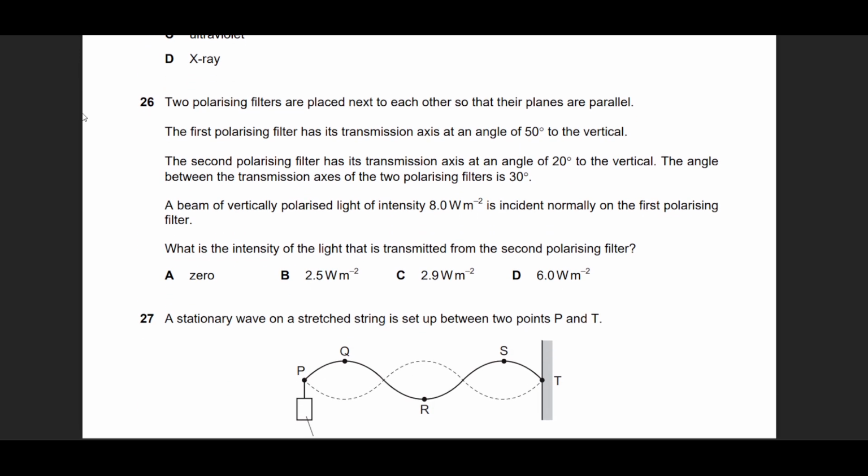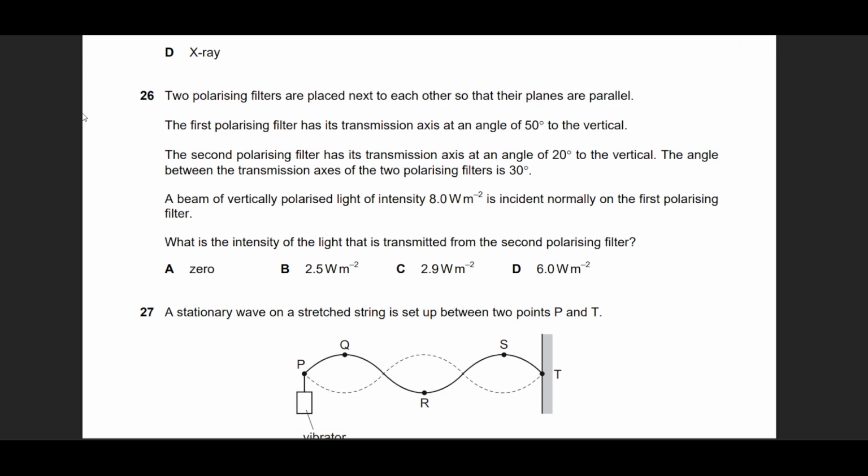Now this question requires a bit of visualization. So two polarizing filters, okay, fine. They sit next to each other. Okay, fine. So the very first encounter is at 50 degrees. How to visualize this? Let's look at it.